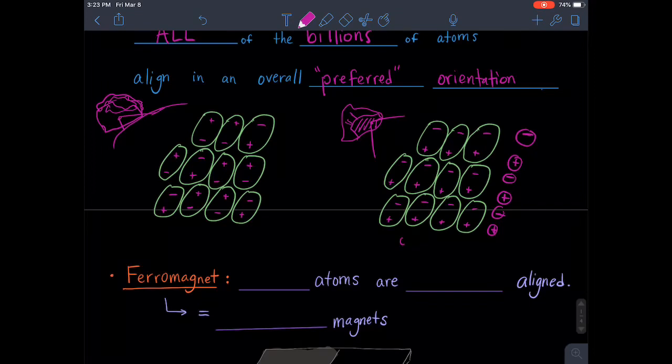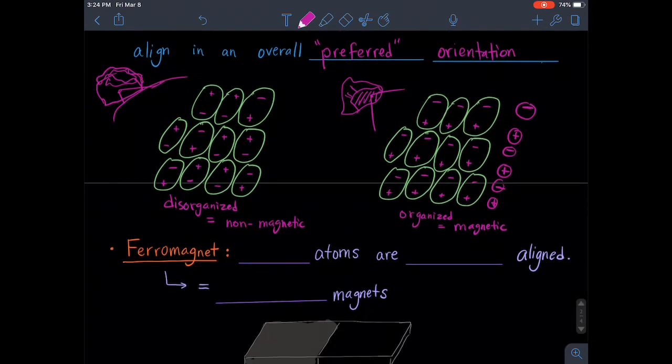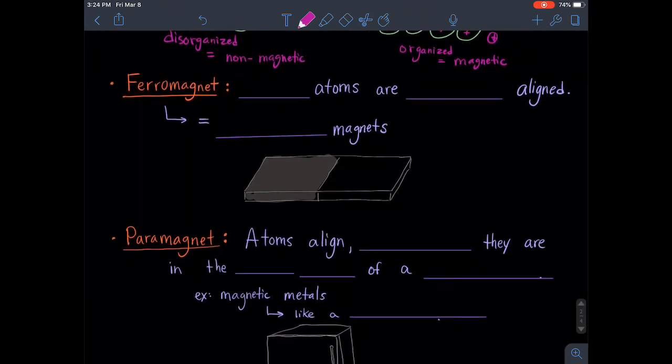So this one we could say is organized. Therefore, it is magnetic. This one on the left, we could say that this one then is disorganized. And this one would be non-magnetic. Okay, so we see what it takes on the atomic level for something to be magnetic or non-magnetic.